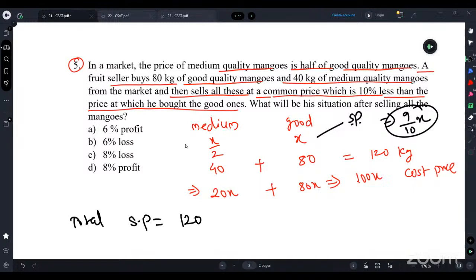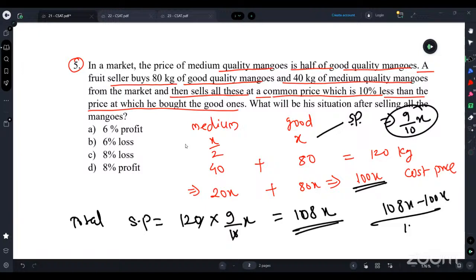Total selling price will be 120 kgs of mango at a price of 9 by 10 x per kg, right? Now what will be this value? 12 nines are 108, right? So you have total cost price 100x, and you have total selling price as 108x. So what will be his condition? It will be 8% profit, right? 108x minus 100x divided by 100x. So that will be basically 8% profit, right? So option D is the correct answer.